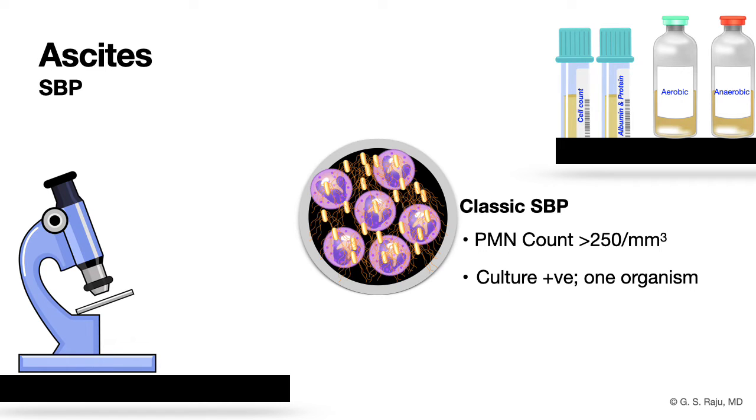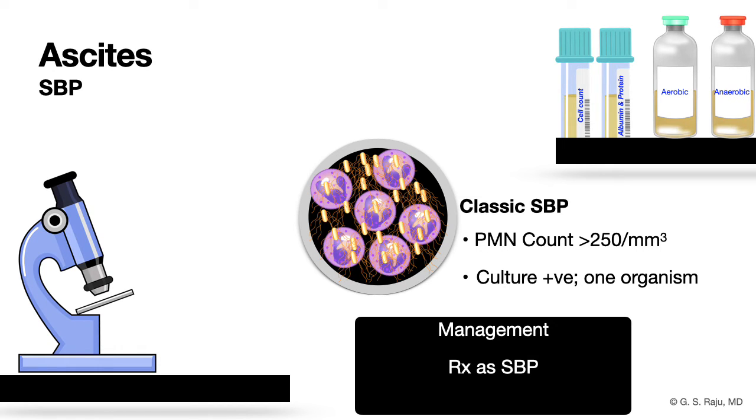This is quite rare. Most of the time, you don't see culture positivity despite having spontaneous bacterial peritonitis. And how do you manage these patients? The management is giving an antibiotic, typically third generation cephalosporin.